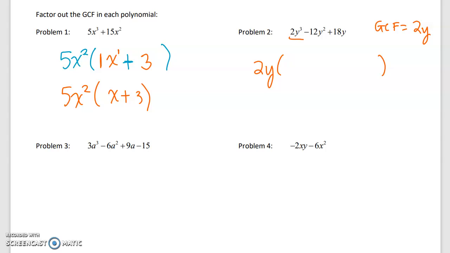If we take 2y cubed divided by 2y, we end up with 1y squared. So I'm just going to write y squared down. Remember, again, subtracting the exponents, 3 minus 1 is 2. 2 divided by 2 is 1.